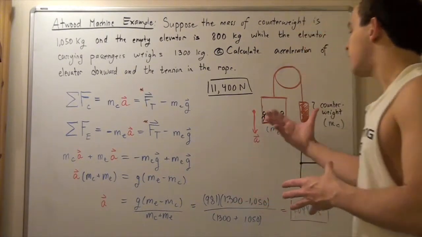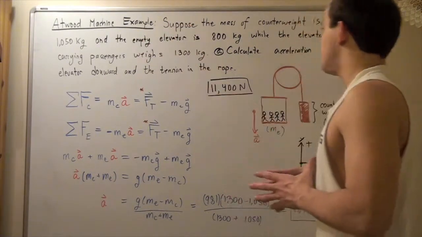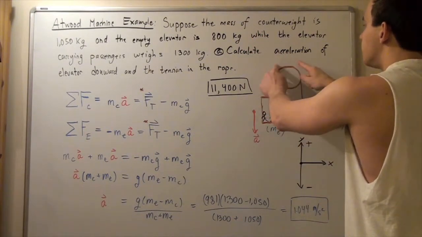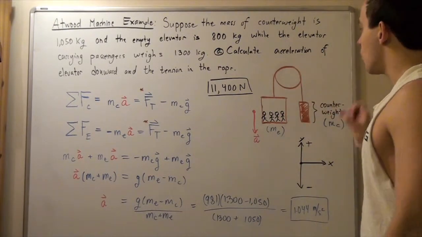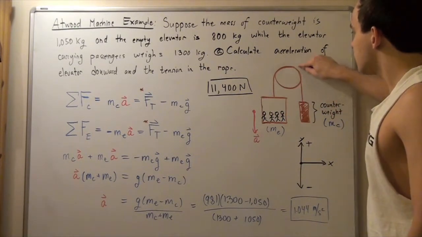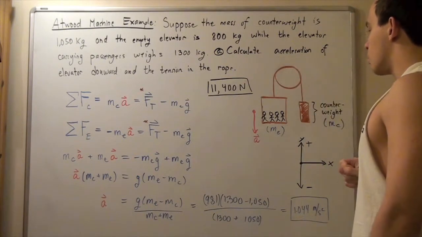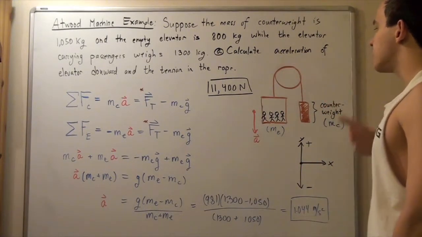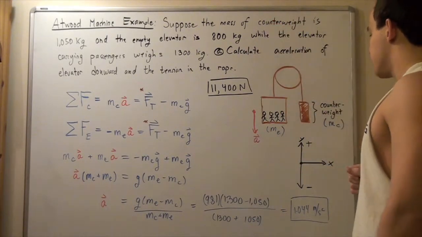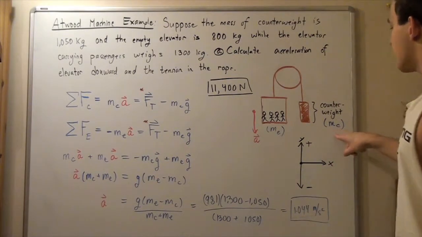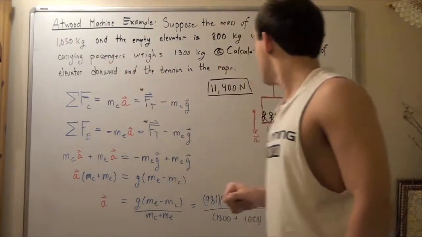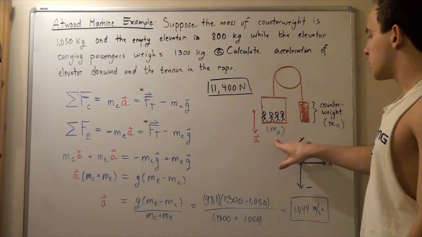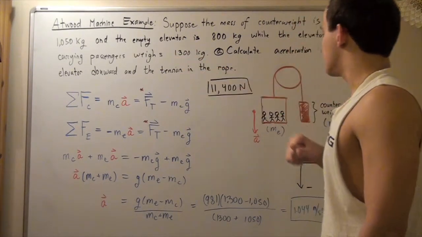So let's look at the following illustration of our Atwood machine described above. Here we have a pulley and the rope sits on the pulley, and this is a massless rope, and that means the force on this rope goes undiminished through the rope. One end of the rope is attached to our elevator and the other end is attached to a mass, the counterweight. The mass of this counterweight is m subscript c, which is 1050 kilograms, and the mass of this elevator carrying passengers is m subscript e, for elevator, which has a mass of 1300 kilograms.